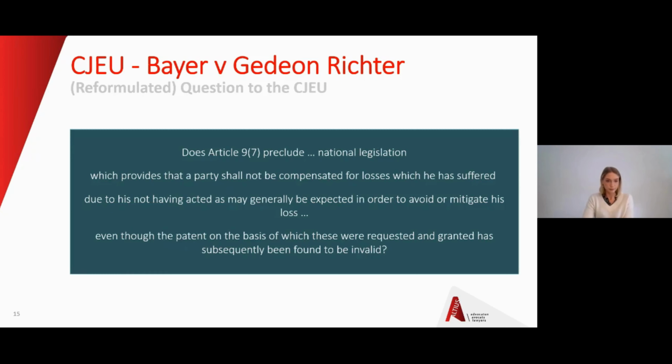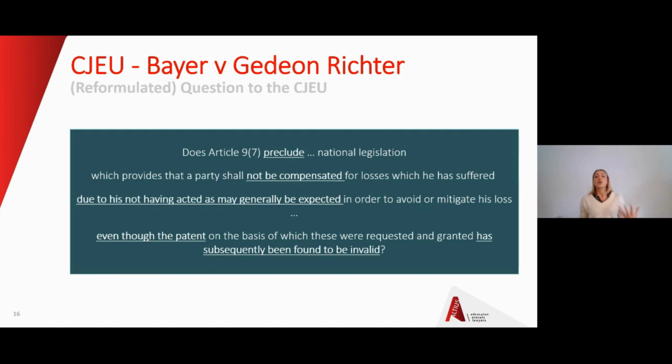Now, two questions were actually asked, but they were reformulated by the CJEU. The question asked is whether the situation we have just explained, where the party shall not be compensated for losses which he has suffered due to not having acted as may generally be expected, even though the patent has been subsequently found invalid, is precluded by Article 9.7.